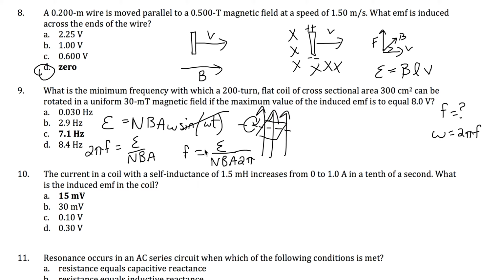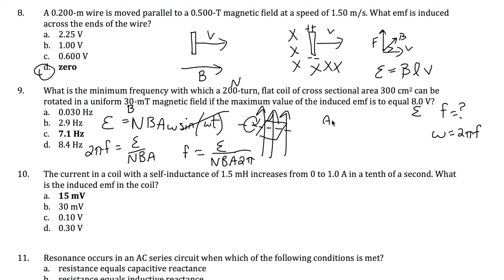So let's see our givens here. The EMF, E, is 8 volts. The number of turns is 200, that's N. B is right here, 30 milliteslas. Milli is 10 to the negative 3. The area is 300 centimeters squared. So once again, make sure to convert that area to meters squared.